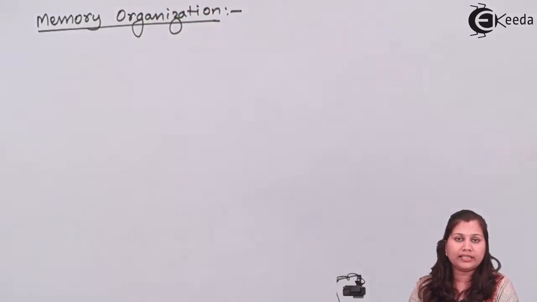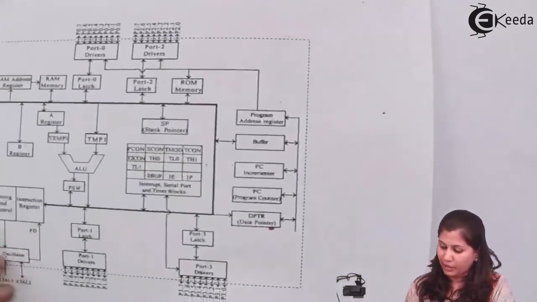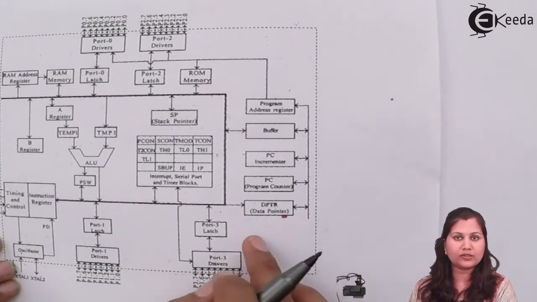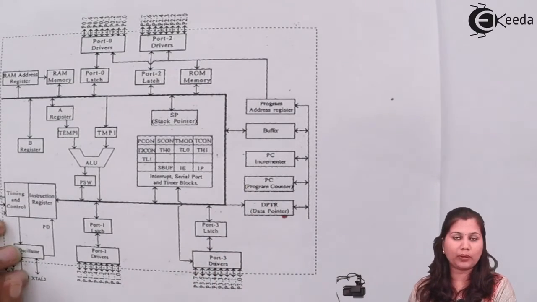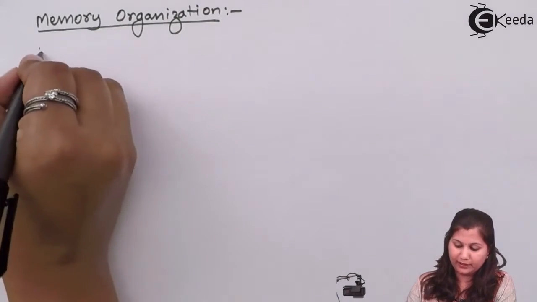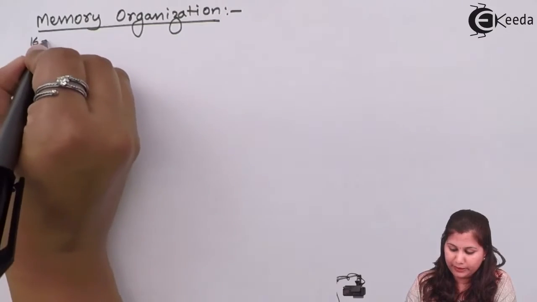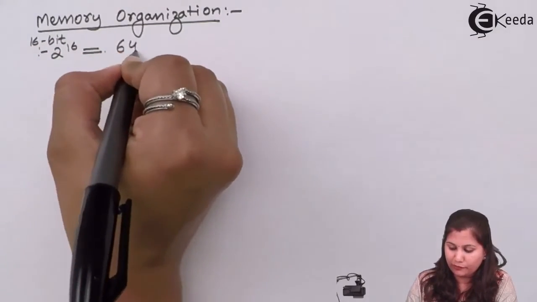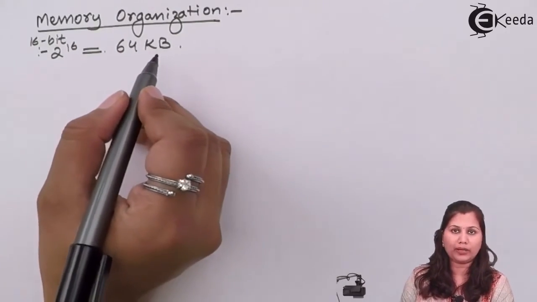So when we studied the pointers in this 8051, we studied that the program counter is also a 16-bit counter, and the data pointer is also a 16-bit pointer. So as these address pointers are of 16-bit, if we calculate the 8051 memory size, because 16-bit is there, so 2 raised to the power 16 will come out to be 64 kilobytes. So it will have 64 kilobytes of the program memory.